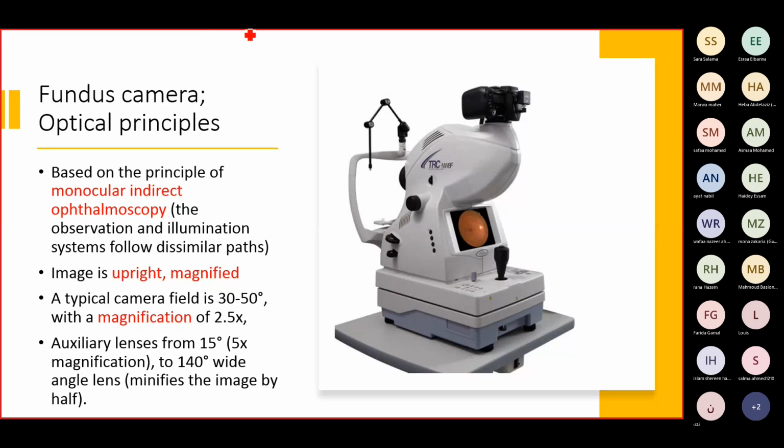So moving to the fundus camera, it uses the same principle as monocular indirect ophthalmoscopy. The final image is upright and magnified. According to the model of the camera, you can vary the field of view or the degree of magnification. Sometimes you may have macular photos, with a small field of view and large magnification, and sometimes you may want to use a wide angle lens and get a panoramic view of the whole fundus.